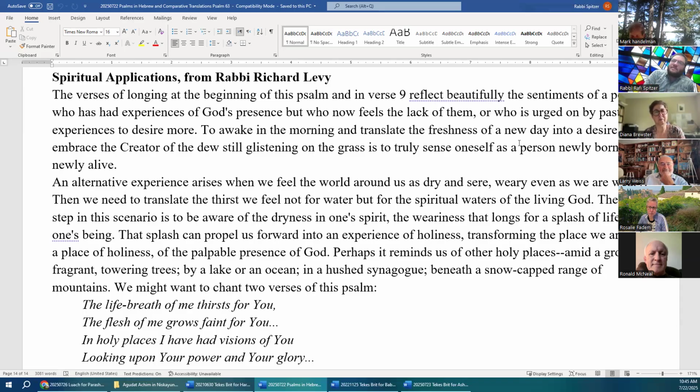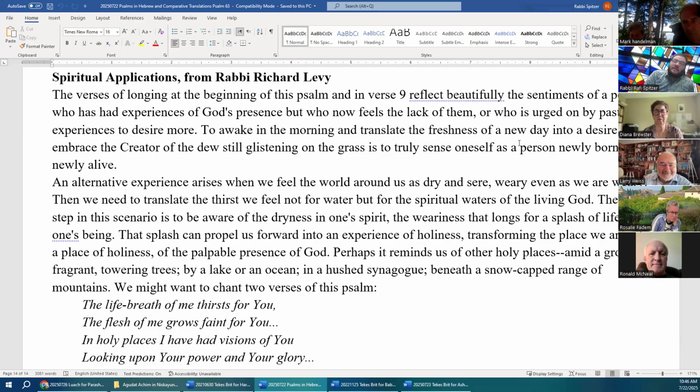So Rabbi Richard Levy says about this Psalm, the verses of longing at the beginning of this Psalm and in verse 9 reflect beautifully the sentiments of a person who has had experiences of God's presence, but who now feels the lack of them, or who is urged on by past experiences to desire more. To awake in the morning and translate the freshness of a new day into a desire to embrace the Creator of the dew still glistening on the grass is to truly sense oneself as a person newly born, newly alive. An alternative experience arises when we feel the world around us as dry and weary, even as we are weary. Then we need to translate the thirst we feel not for water, but for the spiritual waters of the living God. The first step in this scenario is to be aware of the dryness in one's spirit, the weariness that longs for a splash of life over one's being.